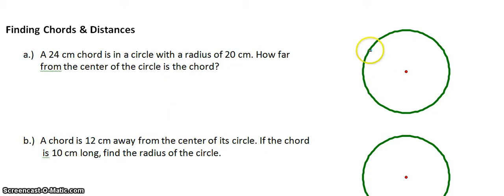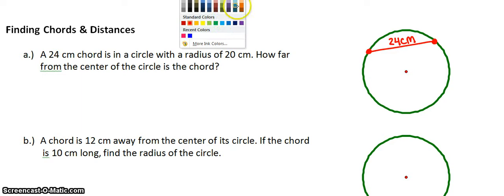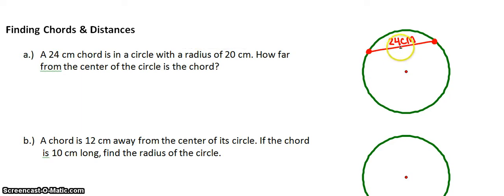So I'm just going to start by drawing a picture. I have a 24 centimeter chord. It might look like this. I can draw whatever chord I want. I could have drawn it out here as well. I just picked somewhere to draw it. It doesn't matter where. So if this is a 24 centimeter chord, you also know the radius is 20 centimeters. It wants to know how far the chord is from the center of the circle. So what I'm really trying to find is how far this chord is from the center of the circle.